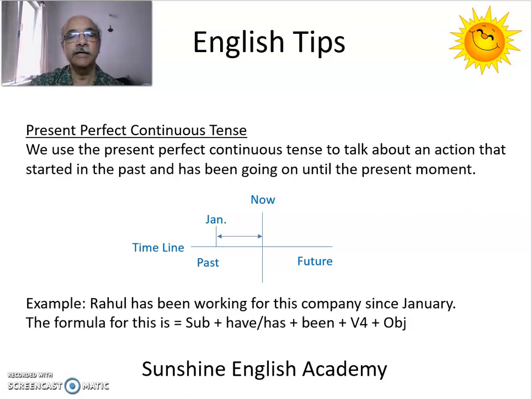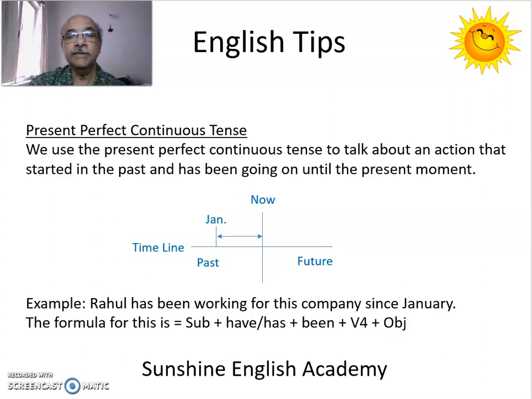Let's look at an example. Rahul has been working for this company since January. Now, does the sentence say till when Rahul has been working for this company? No, it is not mentioned. But it is understood that Rahul has been working for this company till now or till the present moment.